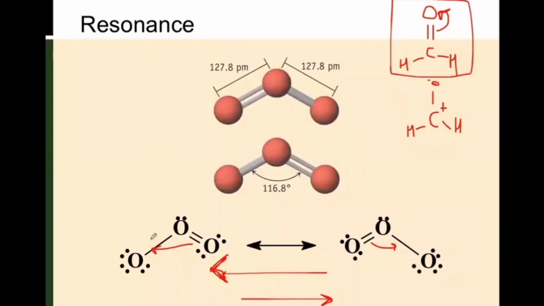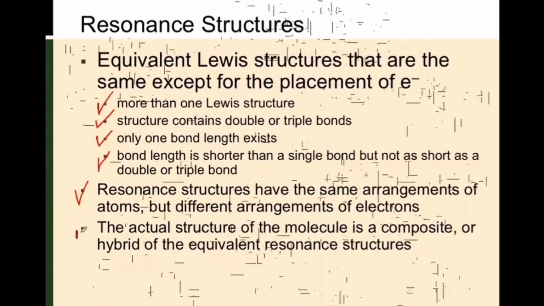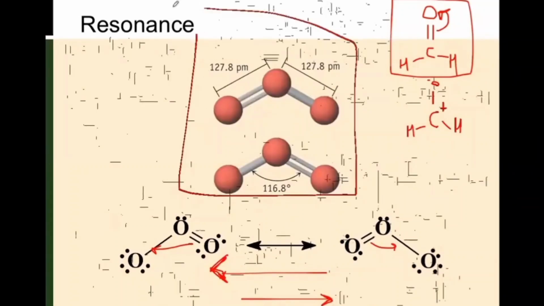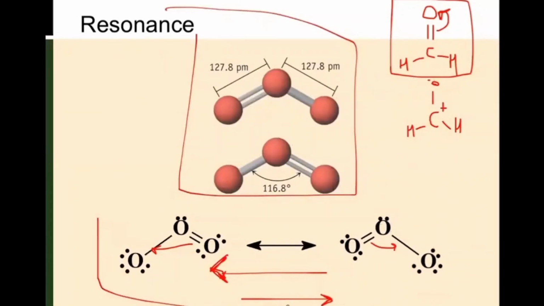That's true as well, because even though this is a single bond and this is a double bond, we observe that they have the same bond length. So what does that mean? It means that there is a resonance structure existing here. And so the actual structure of the molecule is a composite, this being the actual structure, these being the resonance structures.